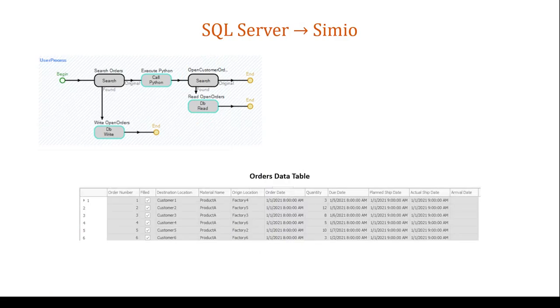The result of this process is an orders table with values in the origin location and planned ship date columns. So for our example, the optimization model was able to find enough supply at the existing factories to fulfill all 6 orders, and thus also assigned a planned ship date to each of the orders of the 1st of January of 2021. Now that these decisions have been made, Simio can execute fulfilling these orders.